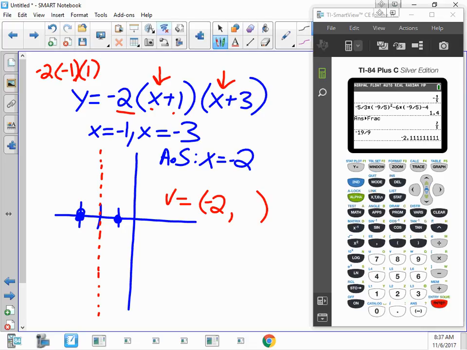The y coordinate of my vertex is -2 times -1 times 1, which is 2. I go up to 2, and that's what the parabola looks like. All right?